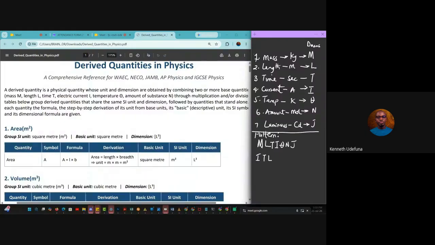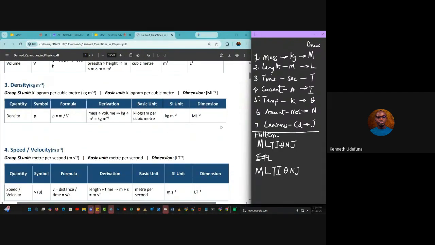The pattern follows that if there is M, write M first. So this is wrong. If there's M, write M first. Then if it is L, write L. Then if T, write T. Then it is followed by I, and theta, N, and J. Okay, let me explain. Before I go over to derived quantity, let me show you what I mean by that.